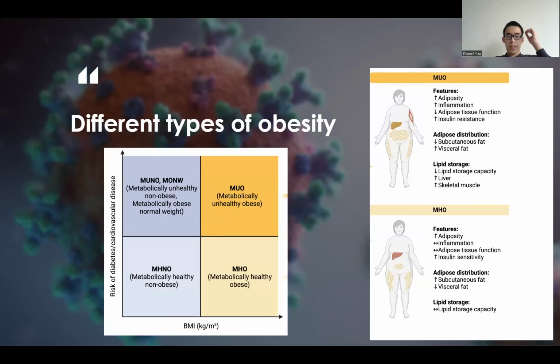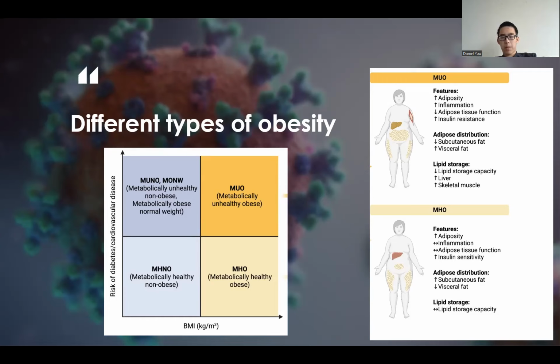So, the different types of obesity. There are actually 4 phenotypes of obesity based on the metabolic phenotypes. On the x-axis on the left chart, you can see the BMI, and the y-axis has the risk of diabetes and cardiovascular disease. Interestingly, in metabolically unhealthy non-obese individuals, there is a low BMI, but there could be a higher risk of cardiovascular diseases. Whereas for metabolically healthy obese, there is a high BMI, but the patient is healthy.